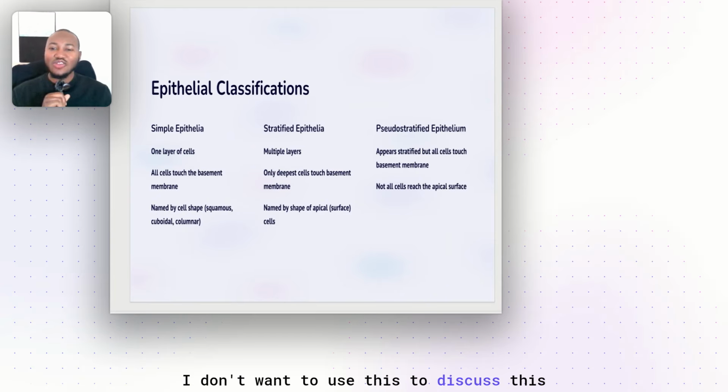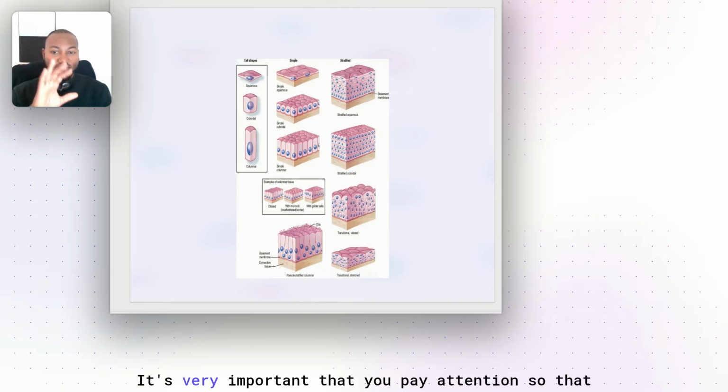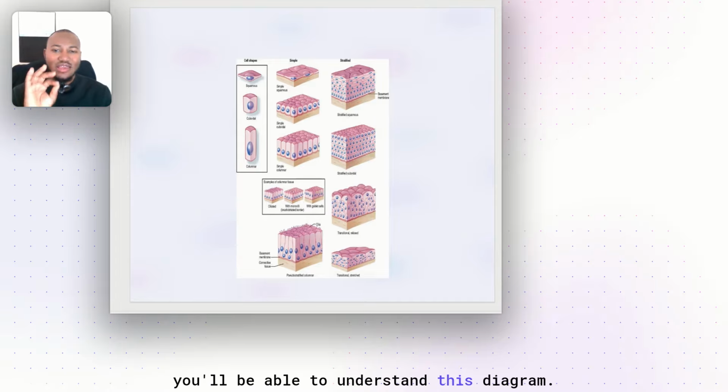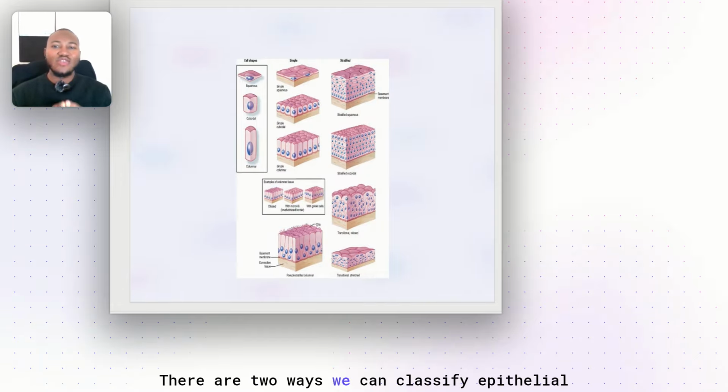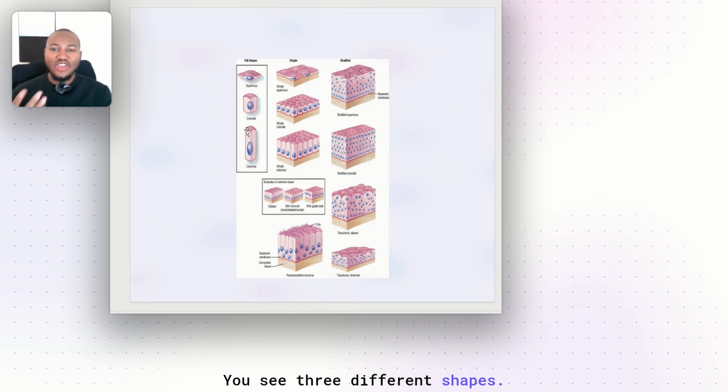Now, in terms of classification, you know what? I don't want to use this to discuss the classification. Let's use this diagram instead. It's very important that you pay attention so that you'll be able to understand this diagram. There are 2 ways we can classify epithelial tissues. One is by the shape of the cell, another one is by the layer. So if you look thoroughly, what do you see? You see 3 different shapes.